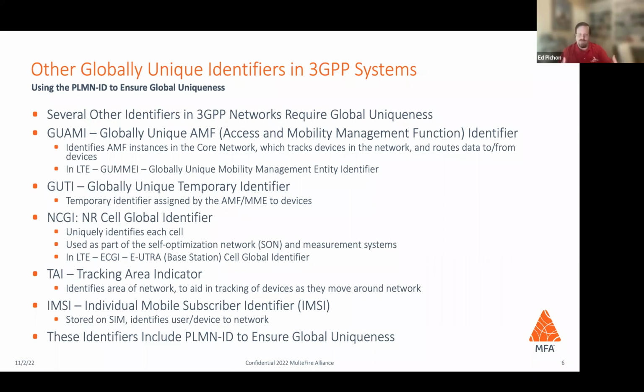And this is primarily used as part of the self-optimizing network system and some of the mobility stuff. But one of the things that happens in 3GPP networks is the base stations can tell the UEs to go and measure the signals they're receiving from other cells, and they use the cell global identifier to identify which cell it should go listen to. There's also something called the tracking area identifier, going into a little bit more detail on that. And this is used for mobility. And then lastly, there is the IMSI, the International Mobile Subscriber Identity. And this is what's stored on the SIM card that identifies a UE or subscriber to the network. So these are the 5 big places where you see the PLMN ID used to ensure global uniqueness.